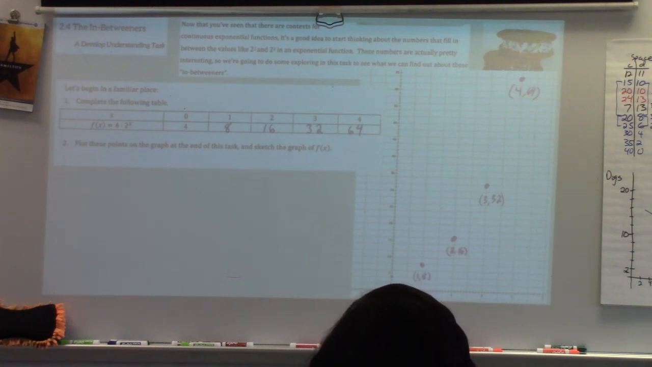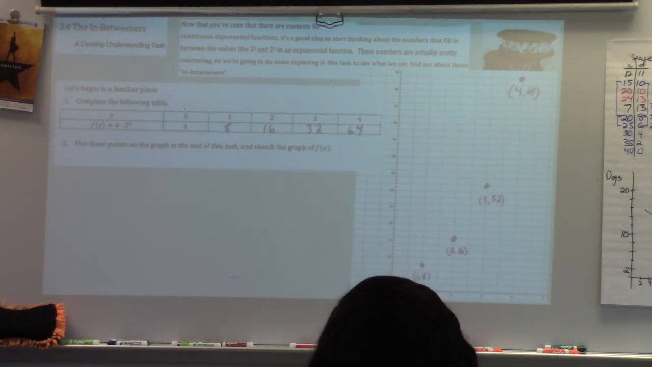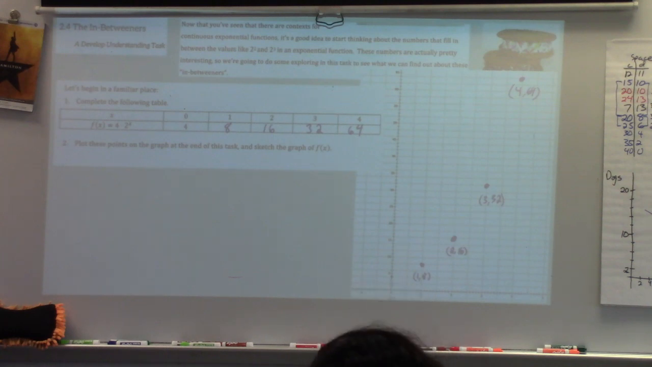So please make sure you have those points on there accurately. Say again. Is it continuous? Which ones are we graphing specifically? These points. Okay. 0, 4, 1, 8, 2, 16, 3, 32, 4, 64. And McKay asked a very good question here. Is it going to be continuous?